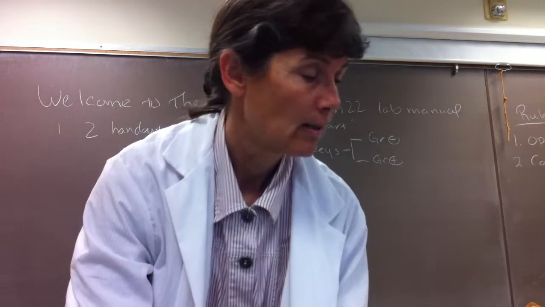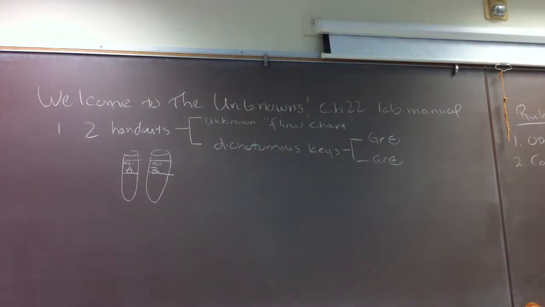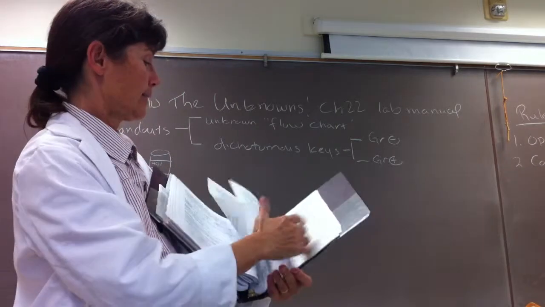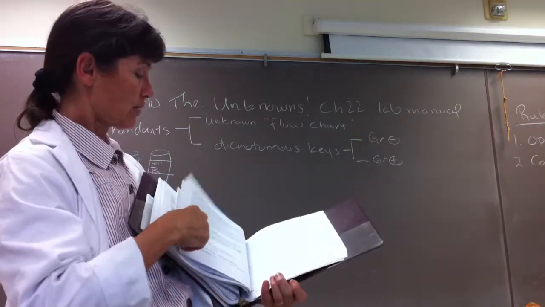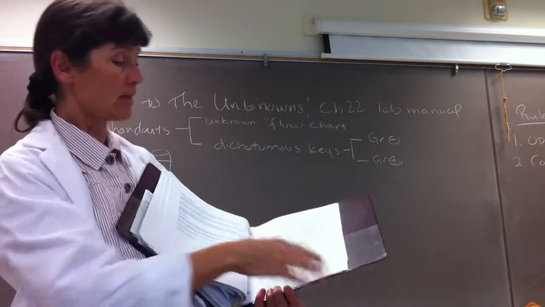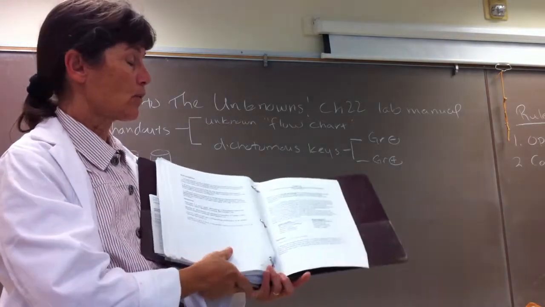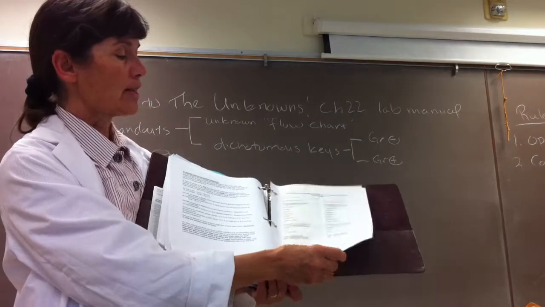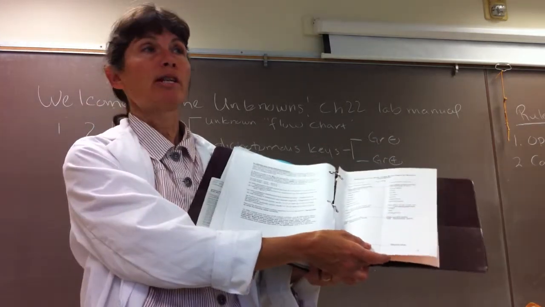Now, when you get your tubes, the first thing you want to do is start filling in your unknown report. The unknown report is the last page of chapter 22 in the lab manual. Your lab manual is going to be your friend. If you look at the last chapter, which is the unknown chapter, in this version it starts on page 182. If you go to the last page, you'll see that there's an unknown report sheet.